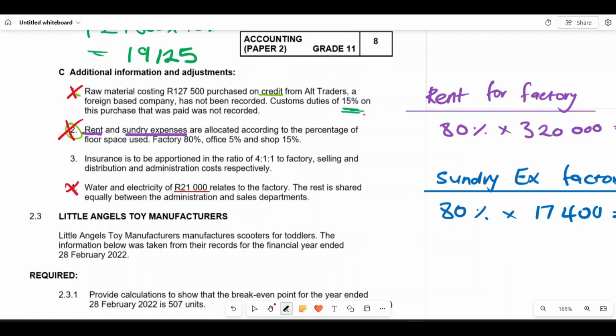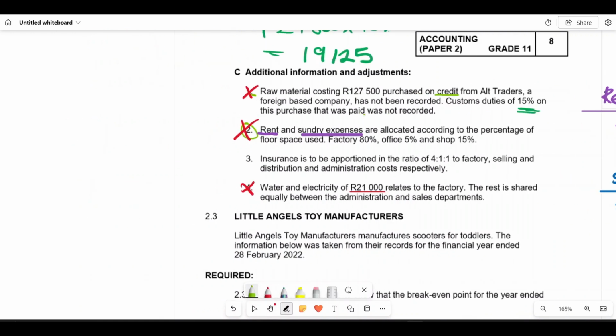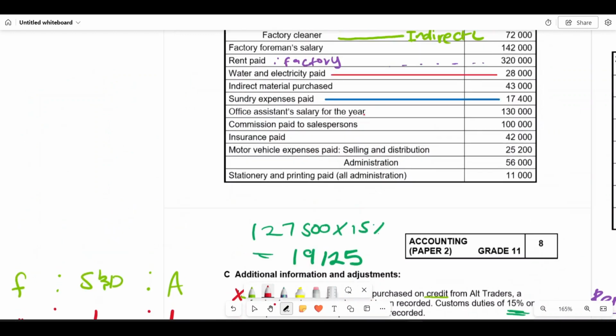Now here, the last transaction that is remaining on C, it relates to insurance. Now let me see what do they say about insurance. Insurance must be apportioned in the ratio of 4, 1, 1. Now remember, it's my factory. I'm going to indicate it with F, and I have my selling and distribution department. And lastly, I have my administration department. I'm going to indicate it with A. Now for my factory, it's 4. Selling and distribution is 1. Admin is 1. So now let me look for my insurance amount that we paid.